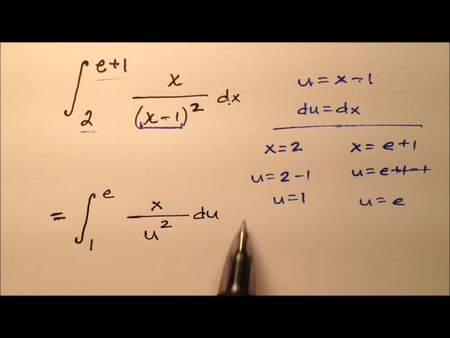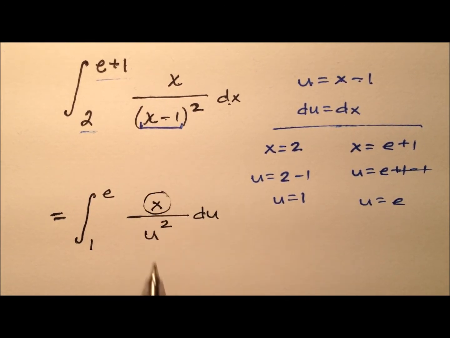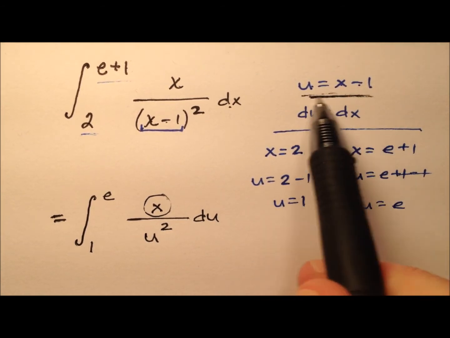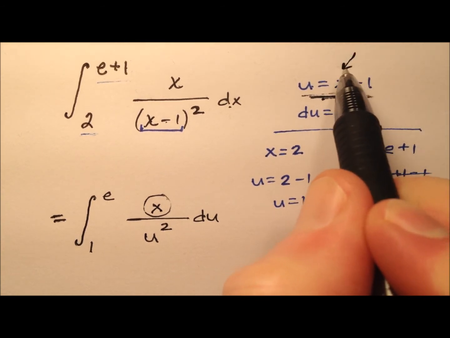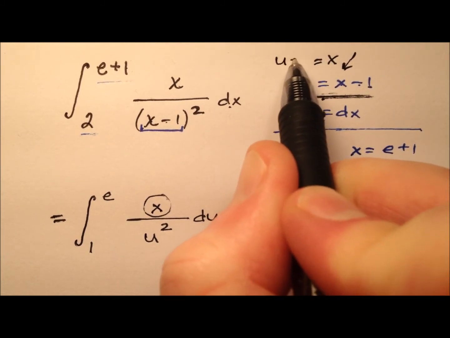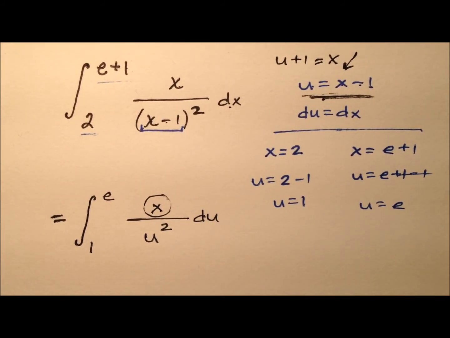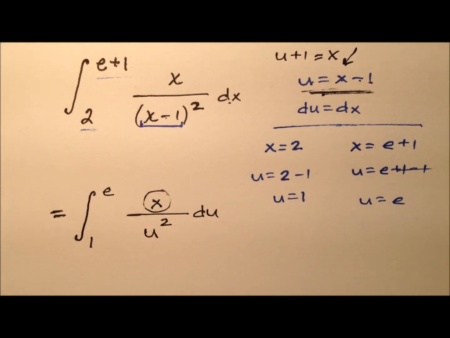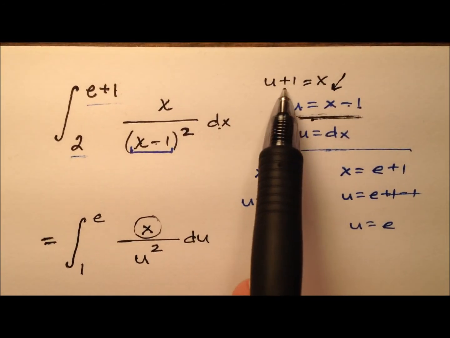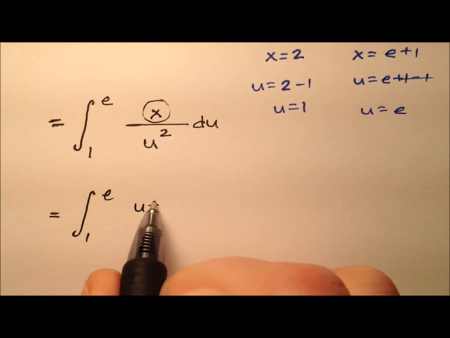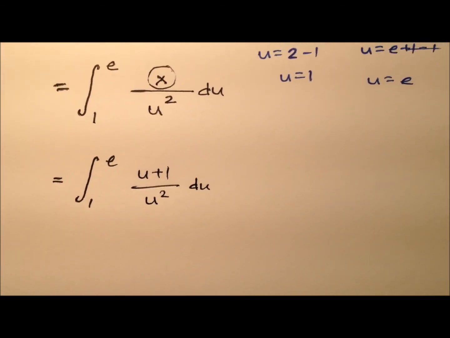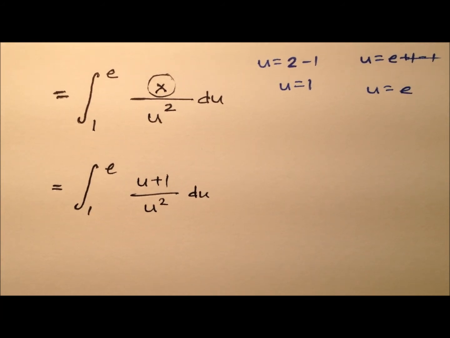All right, well, everything is in terms of u now, with the exception of this x up here. So what we're going to do is go back to our original U-substitution definition and solve for x by adding 1 to both sides. So it looks like x will equal u plus 1. So let's make that substitution. So I'll have the integral from 1 to e of, and our x, remember, is going to be u plus 1. So u plus 1 over u squared du. Now everything has been changed, and it's all in terms of u.